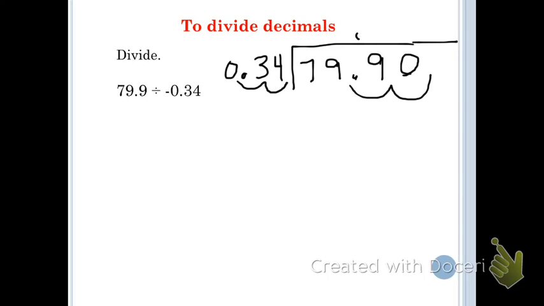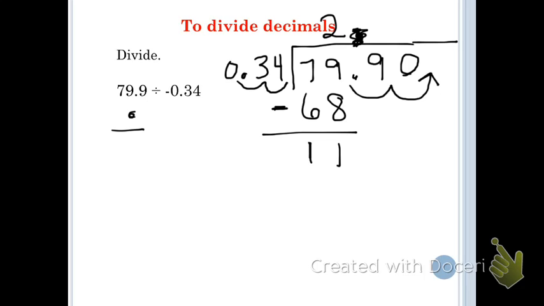I'm going to bring my decimal straight up. So just remember, your decimal is now right there, which I've just put in the wrong spot. It's easy to do that, so be careful. 34 goes into 79 twice. 2 times 34 is 68. 9 take away 8 is 1. 7 take away 6 is 1.